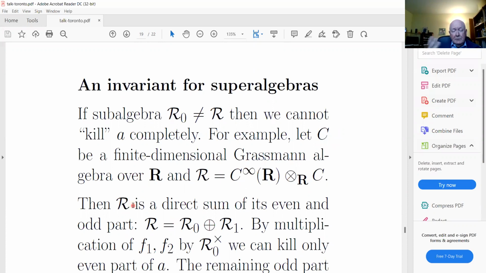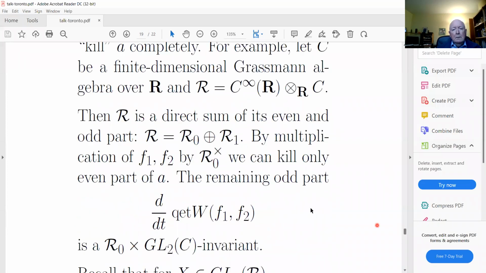Suppose that in the super case R is a direct sum of its even and odd parts. By multiplication of F1 and F2 by invertible even elements, you can kill only the even part of A. The remaining odd part, and the formula is here, was obtained in the paper with Schander. This is an R0 times GL2 of C invariant. The formula written here: you take the Wronski matrix, you take what is called the queer exponential trace of W, and you take the derivative.